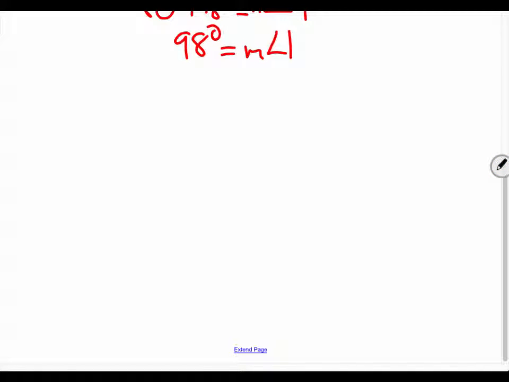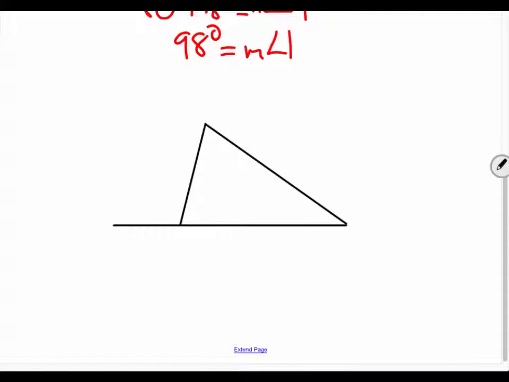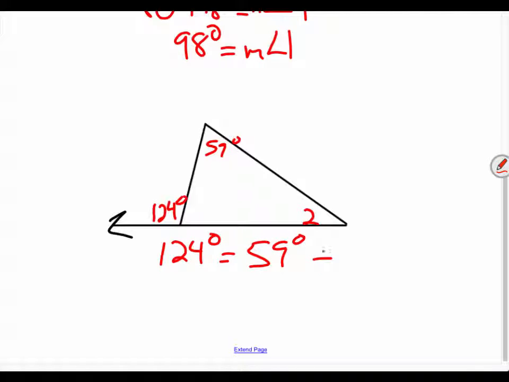for number 2 is now we have something that looks like this. And we're given 124 and 59 degrees, and this is angle 2. Same thing, the exterior angle is 124, that should be equal to 59 plus the measure of angle 2. Subtract 59 from both sides. Somebody with a calculator tell me what that is?